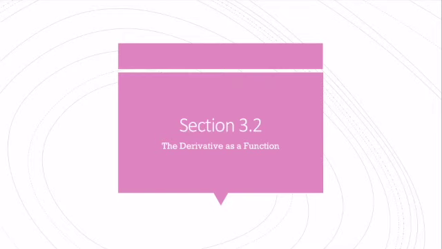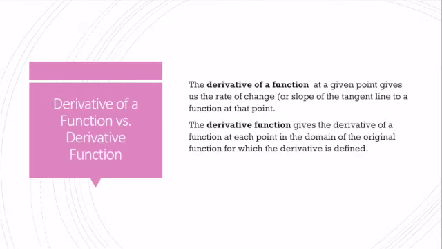Next, I want to talk about the derivative as a function. The derivative of a function at a given point gives us the rate of change, or the slope of the tangent line to a function at a point. The derivative function gives the derivative of a function at each point in the domain of the original function for which the derivative is defined.